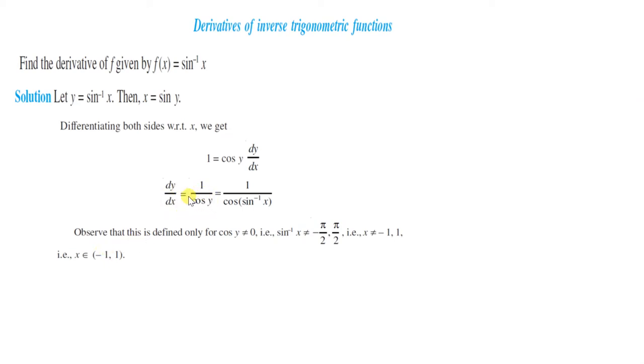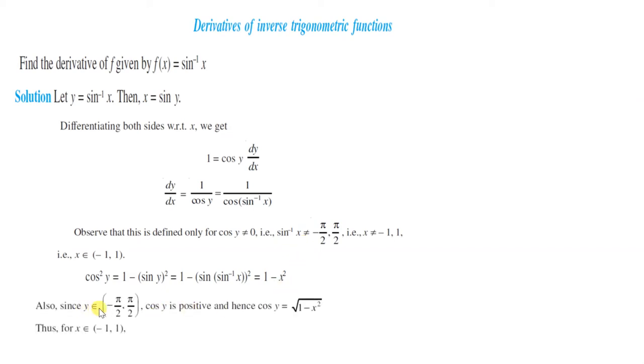Now we can rewrite it as, we know that cos square y is equal to 1 minus sine square y, and sine y is x, so we can write it as 1 minus x square. Now since y belongs to the open interval minus pi by 2 to pi by 2, because y is sine inverse x, and x belongs to the open interval minus 1 to 1, so y will belong to the open interval minus pi by 2 to pi by 2.